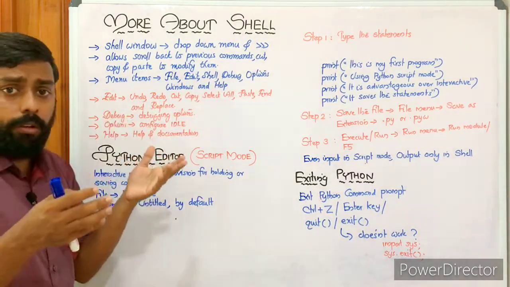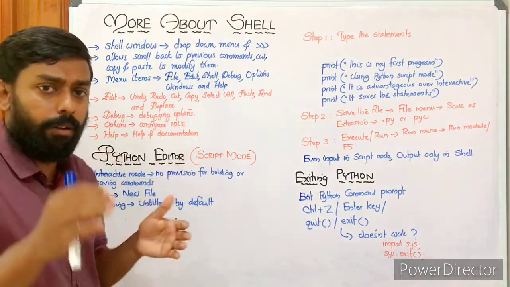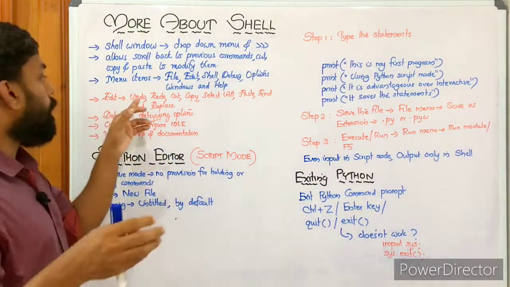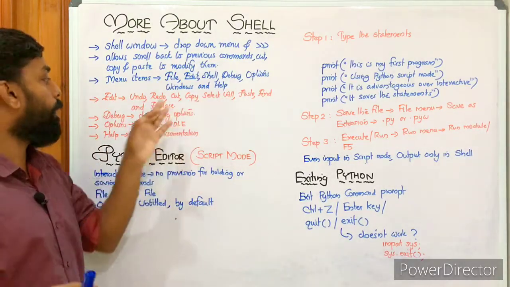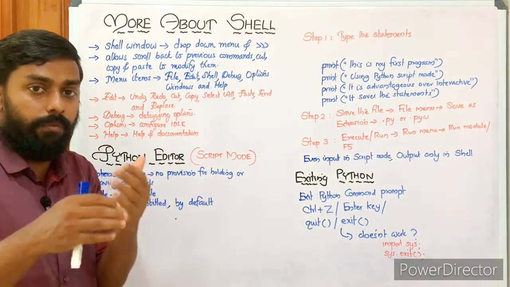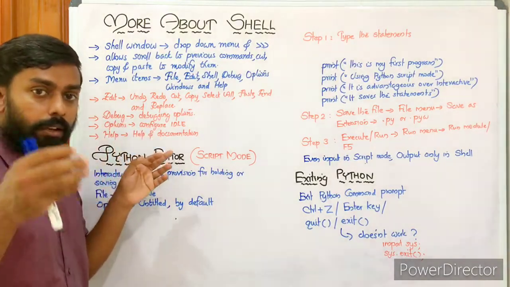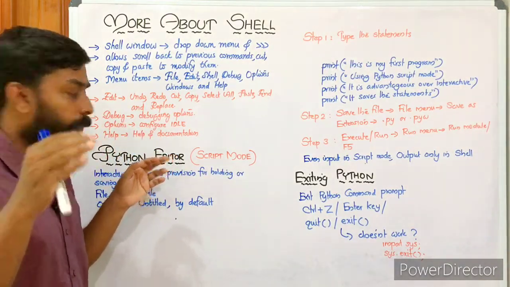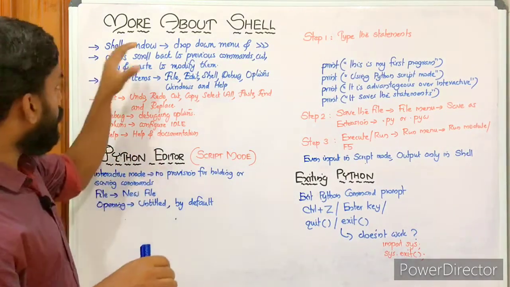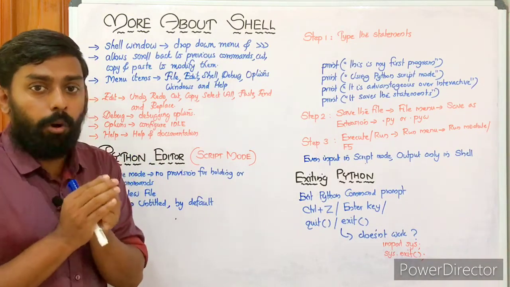File contains new, open, save as, all those kinds of things, just like normal editor software. Then edit: undo, redo, cut, copy, select all, paste, find and replace. Debugging options are for finding and correcting errors. Options is for configuring IDLE. Finally, help is used for help and documentation. So this is all about Python shell mode or interactive mode.